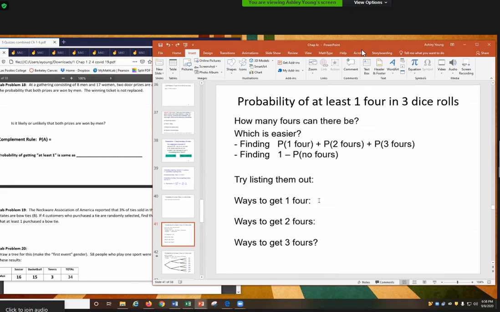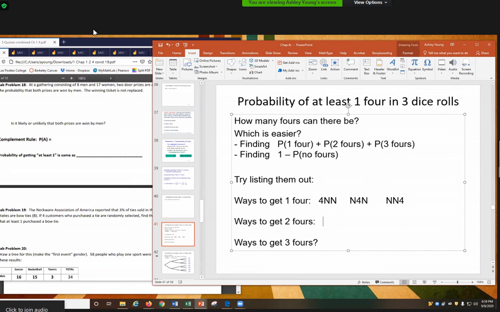Let's try listing them out. How many ways can you get one 4? I'll give you a hint. One 4, 3 dice. I'm rolling the dice 3 times. I could get 4, then not, not. That's one way. What's another way of getting one 4? Not 4, 4, not. Someone else, what's the last way of getting one 4? Exactly one 4: not 4, not 4, 4. Well done.